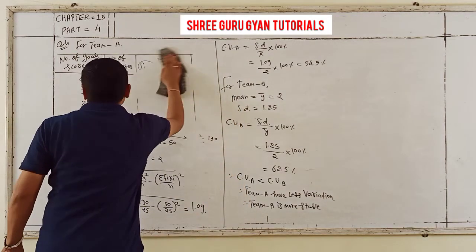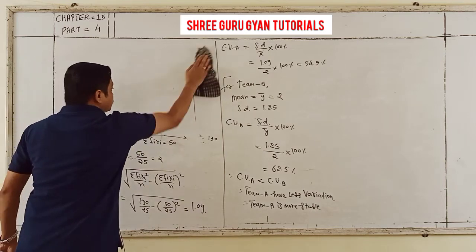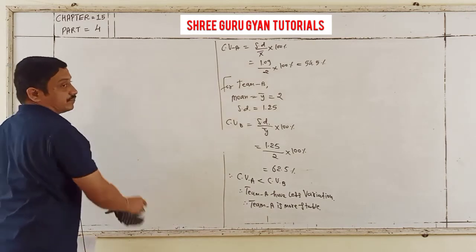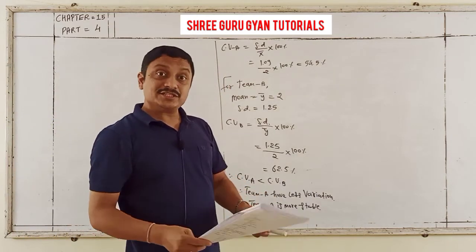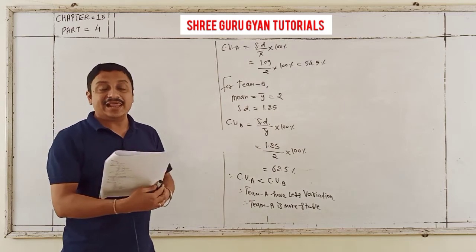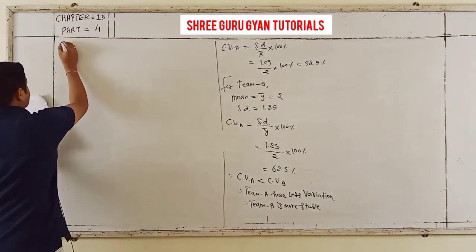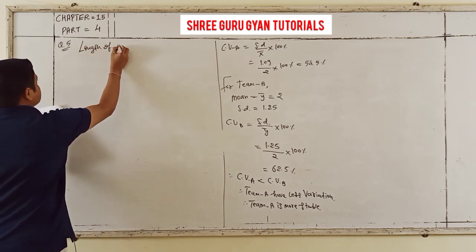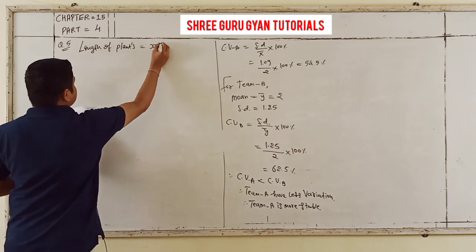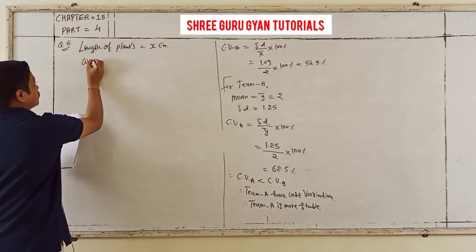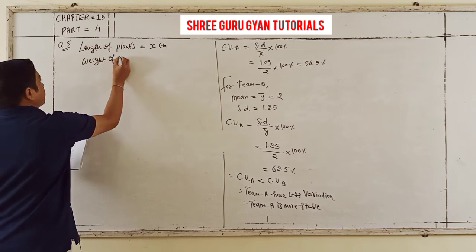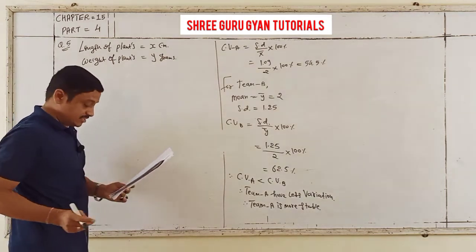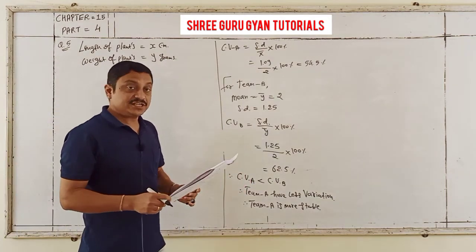Now continue with our fifth question. That is also very easy, going ahead. The question gives the sum and sum of squares of the two data sets, length and weight. So according to the question, I will write down: length of plants is given as x centimeters and weight of plants is y grams, that is, x in centimeters and y in grams.